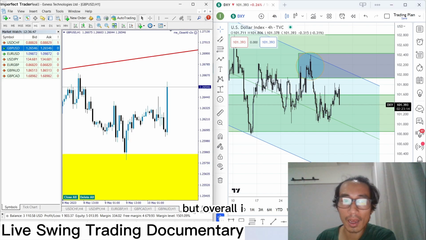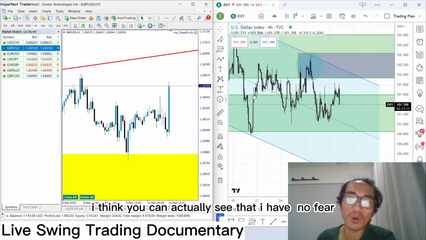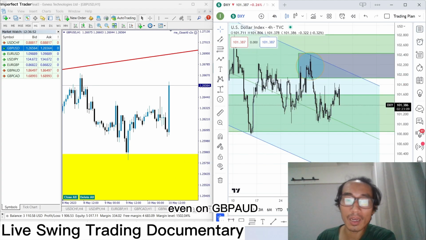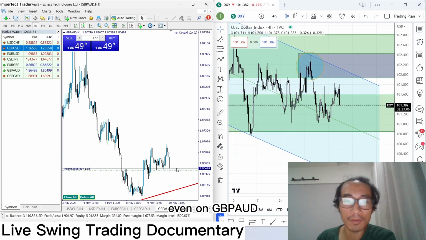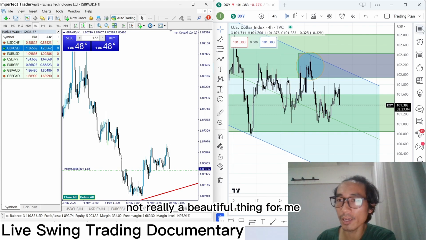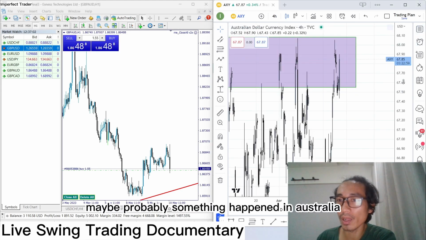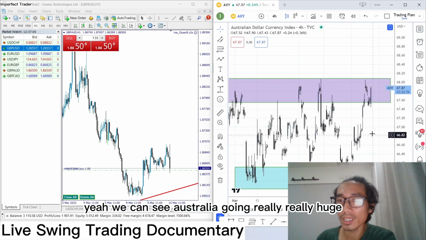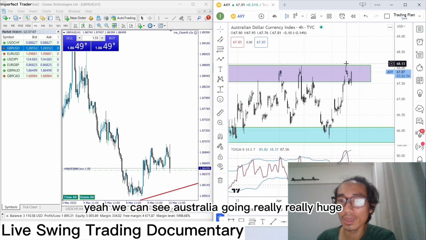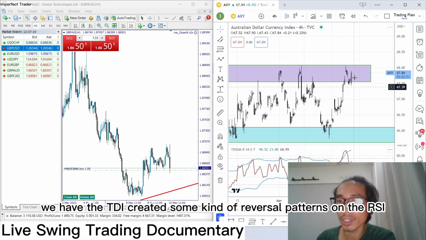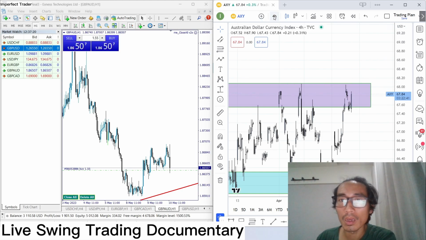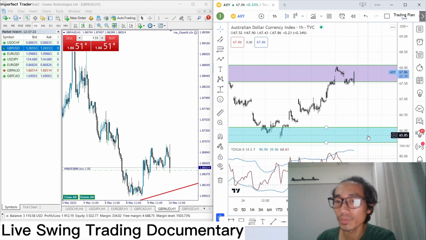But overall, I think you can see that I have no fear, even on GBP AUD, not really a beautiful thing for me. Let's look at the index. Maybe something happened in Australia. Yeah, we can see Australia going really huge. We have the GDI create some kind of over reversal pattern on the RSI on the 1 hour chart.